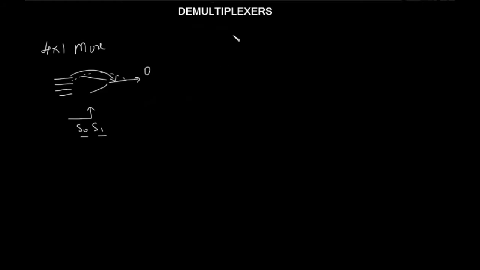In the case of demultiplexers, it is nothing but the reverse of the multiplexer. For example, if we take a 4 cross 1 mux, the DeMux will be 1 cross 4. You'll have one single input, and this input I will be given to any output line. For example, these are output lines x1, x2, x3, and x4. So this input line can be connected with any output line.